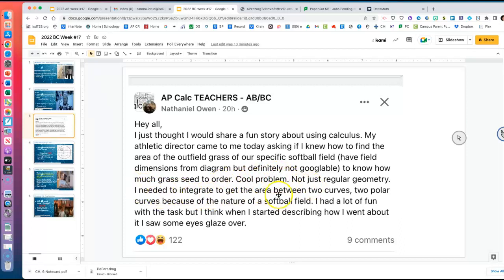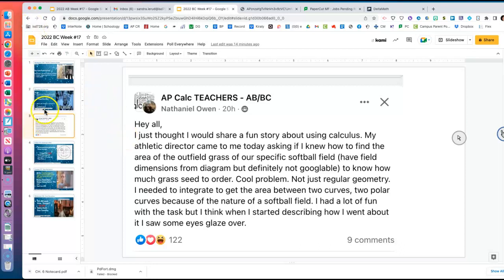They needed to integrate to get the area between two curves, but they were two polar curves based on the nature of how the softball field was laid out. So we're doing polar in here, and we just started integration today in Calc 1. We just did our very first left and right rectangles, before we even knew. So that's where they started, and you're at the very end of it. It's posted on the very day.